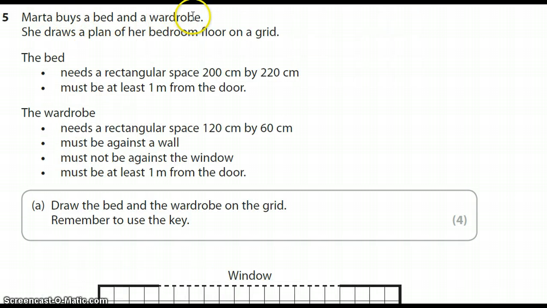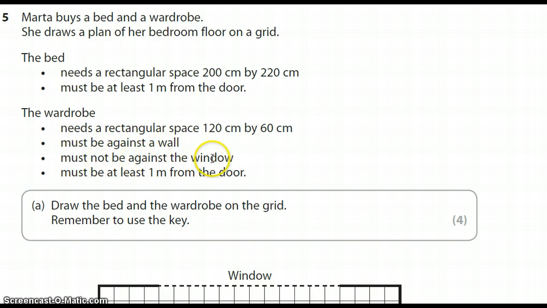Marta buys a bed and a wardrobe. She draws a plan of her bedroom floor on a grid. The bed needs a rectangular space, that many cm by that many cm. It must be at least that many m from the door. The wardrobe needs a rectangular space, that many cm by that many cm. It must be against a wall.